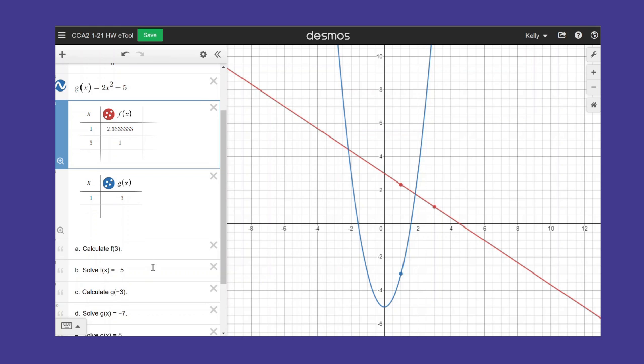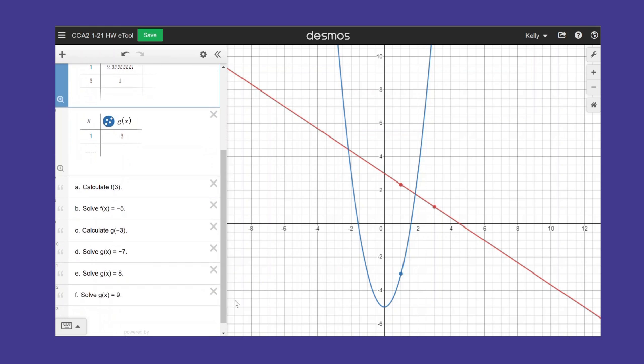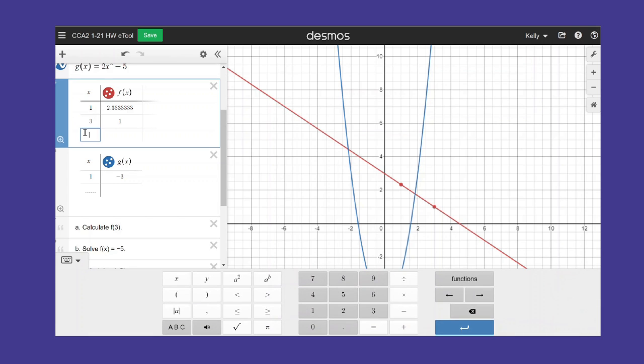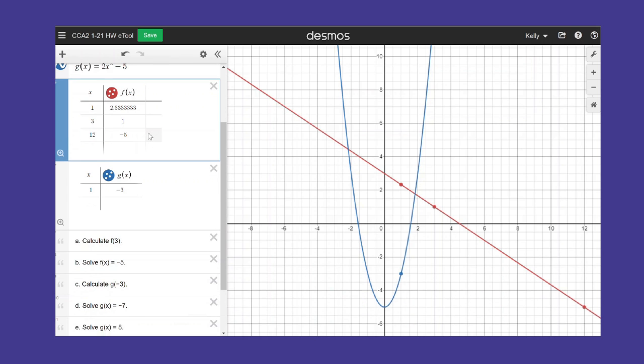So f of x for b was -5. So if I take a look over here, f of x equals -5, that means I'm looking for my y value to be -5. So if I come over here on the red, and I come down to -5, and I go all the way over here, it is 12. So I can come to the f of x graph, and I can type in 12, and it will give me the -5. But you can also do that algebraically by setting the equation equal to -5.